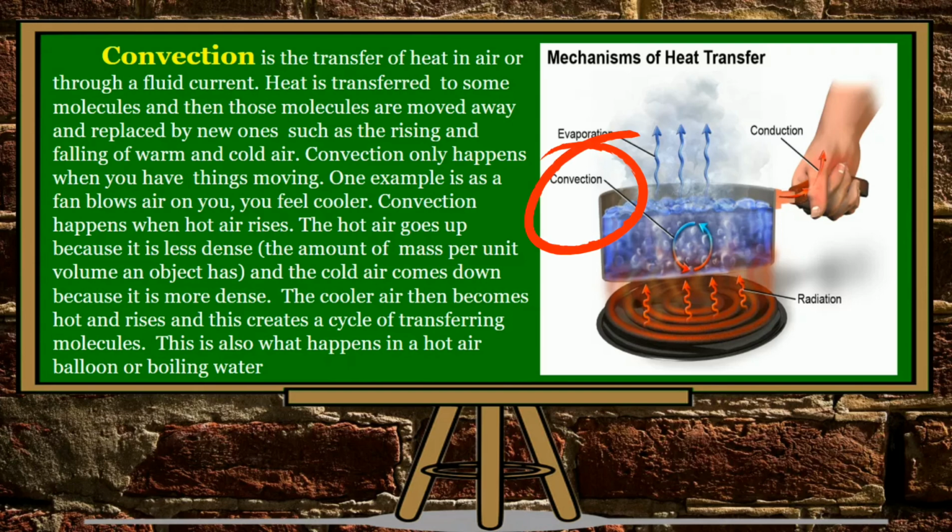Convection happens when hot air rises. The hot air goes up because it is less dense, the amount of mass per unit volume an object has, and the cold air comes down because it is more dense. The cooler air then becomes hot and rises, and this creates a cycle of transferring molecules. This is also what happens in a hot air balloon or boiling water.